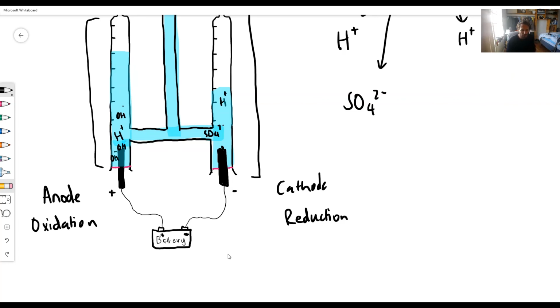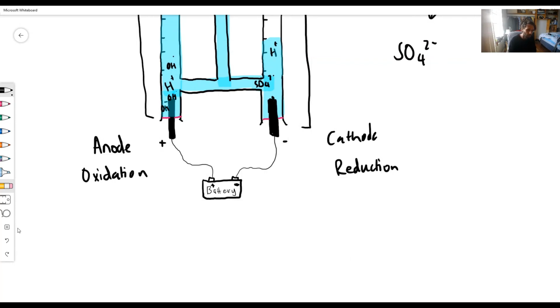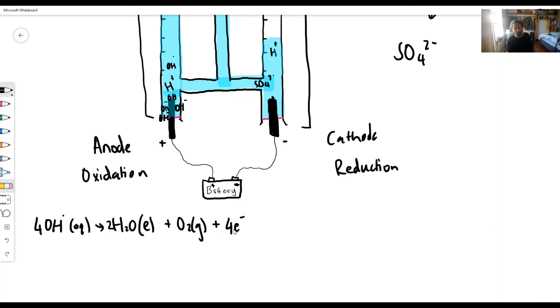And just like the equation we did from the previous example, if I wrote a half reaction for the anode, it would be 4 of these OH-, 1, 2, 3, 4 of these are attracted, and remember, these are aqueous. What they form is water, 2 water molecules, 2H2O, in liquid form, and it also forms oxygen gas. And we need 4 electrons, because each of the 4 OH- ions is going to lose an electron. Okay, this is the first half reaction.